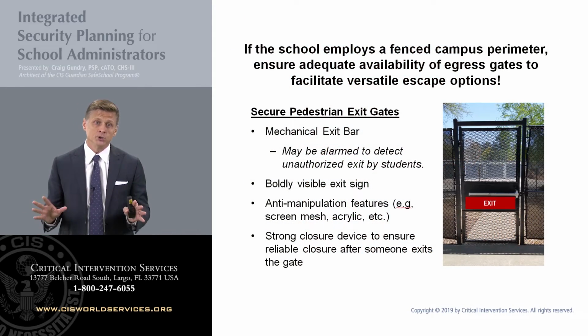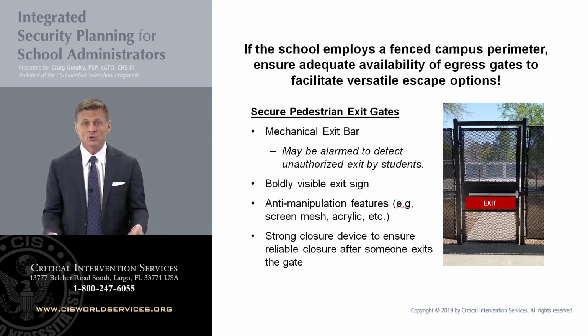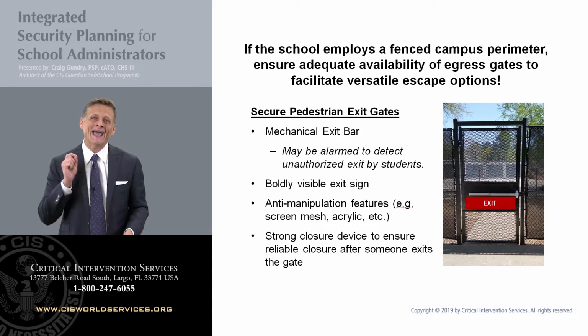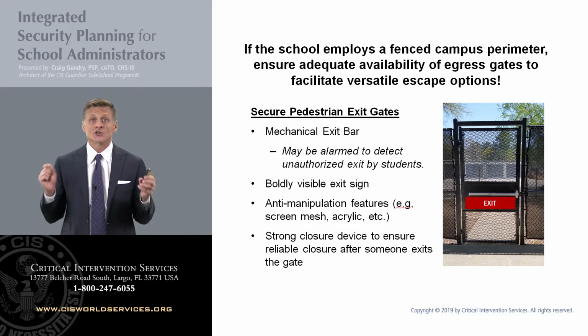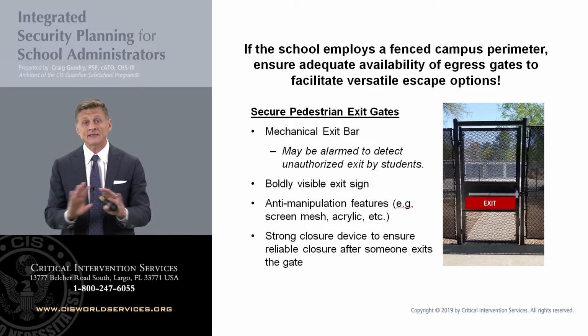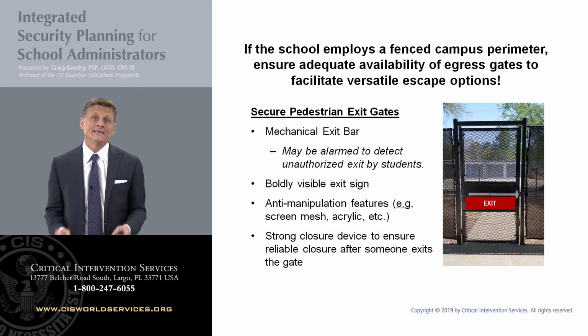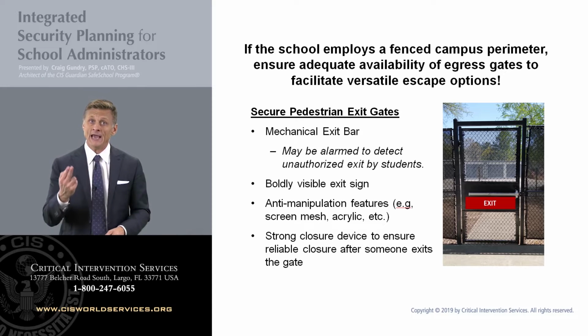Now, if we do employ some type of fenced campus perimeter or some type of other barrier system around the outside of the perimeter, we want to make sure that we provide adequate availability of secure egress gates so that people who are located outdoors can effectively escape from the campus. This is actually a big problem with many schools that I assess that have existing fence perimeters. Instead, they maybe have one or two primary points of entrance and egress.